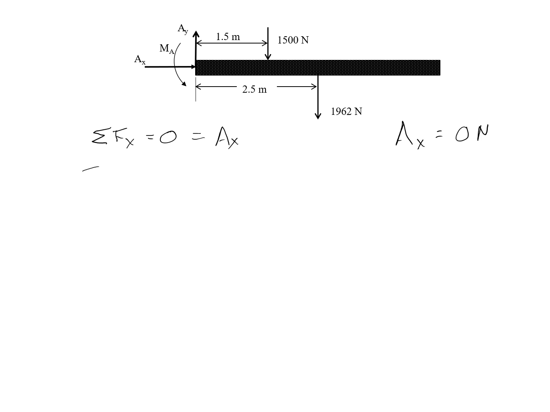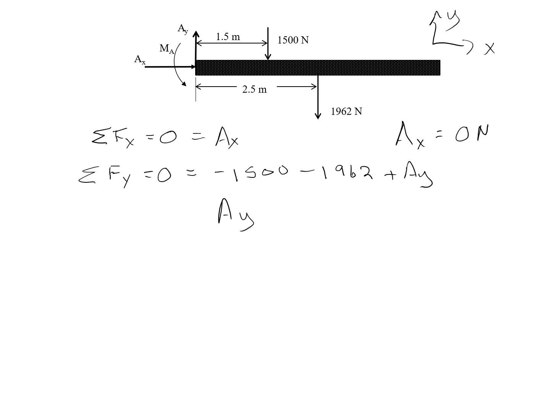Then I can do the sum of the forces in the y direction is equal to 0. And I've established my axes as x and y positive. So this would be negative 1500 minus 1962 plus AY. Solving that equation, I get AY is equal to 3,462 newtons. So there's two reactions.